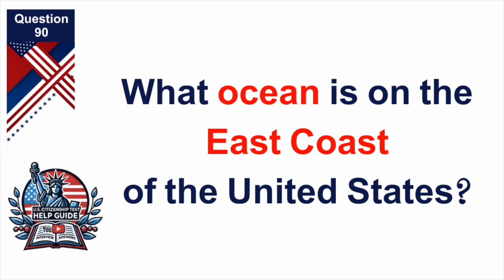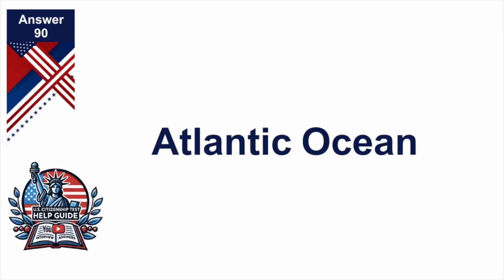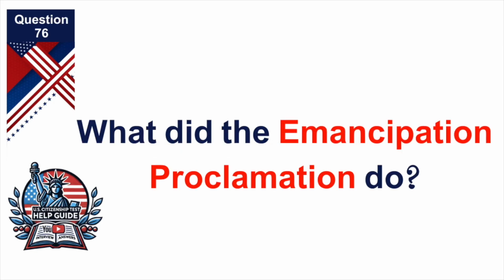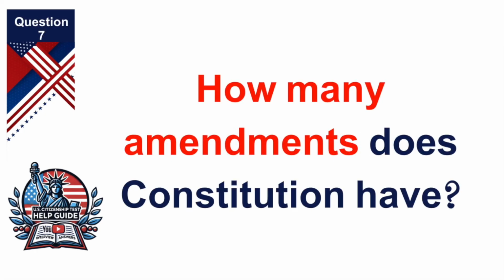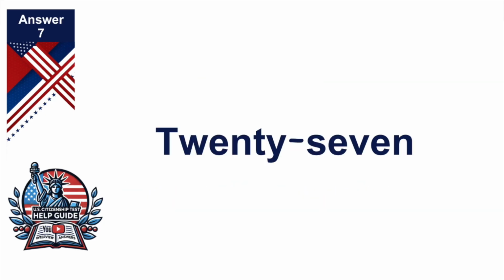What ocean is on the east coast of the United States? Atlantic Ocean. What did the Emancipation Proclamation do? Freed the slaves. How many amendments does the Constitution have? 27.